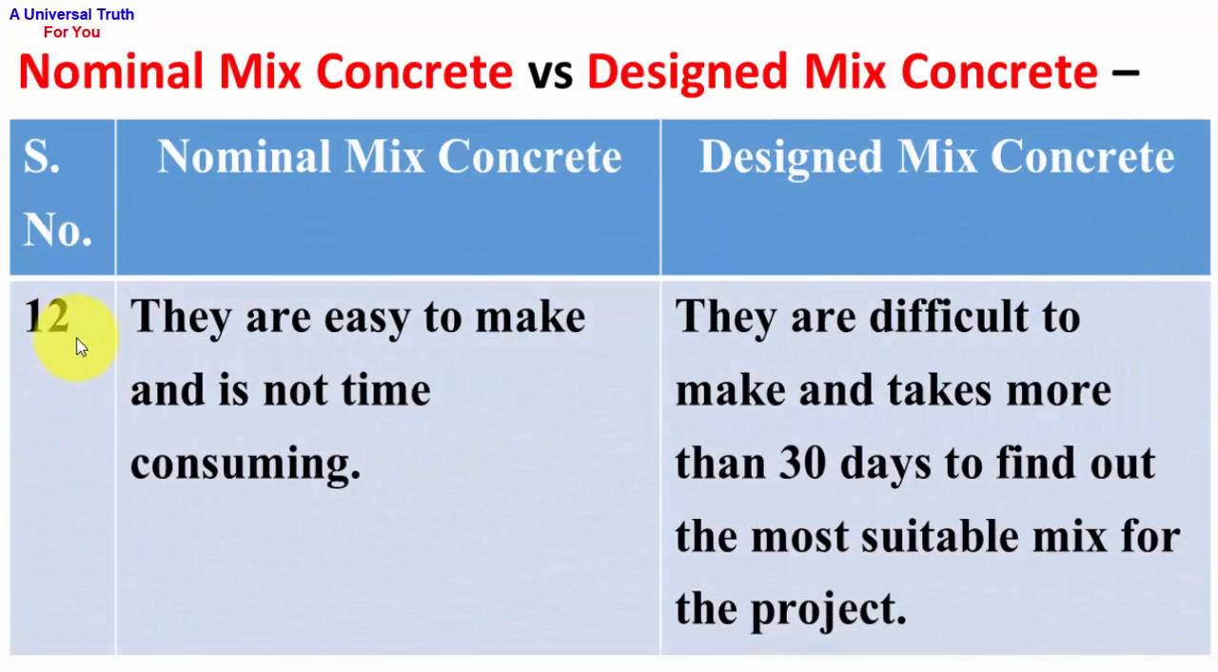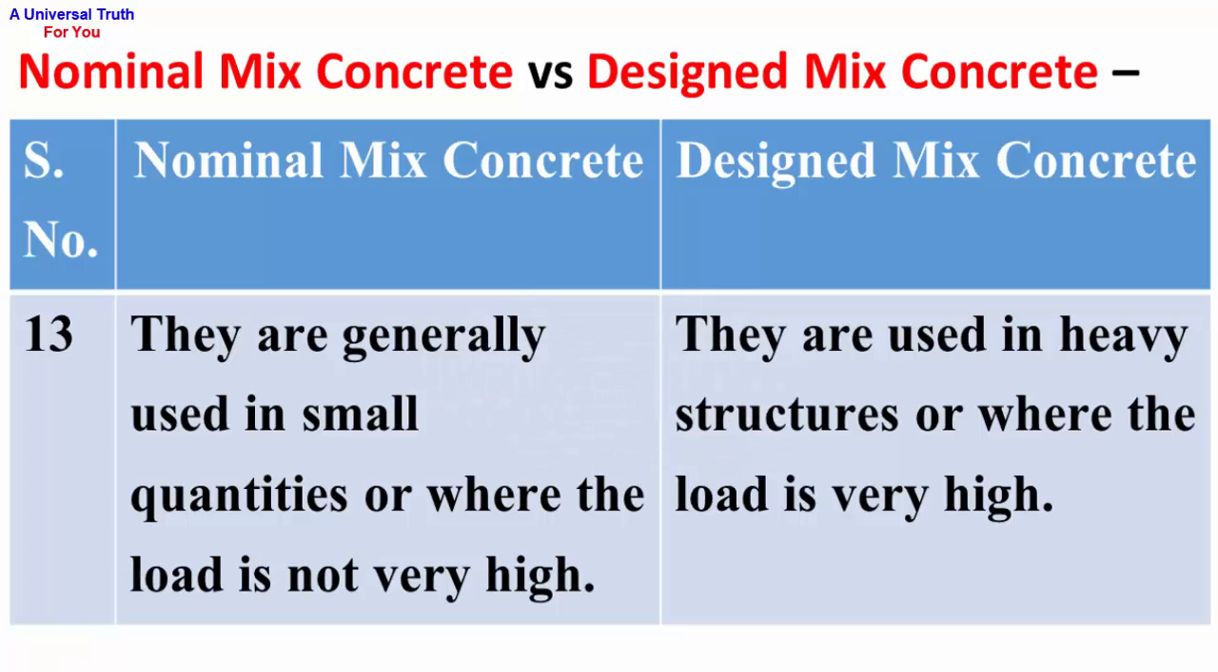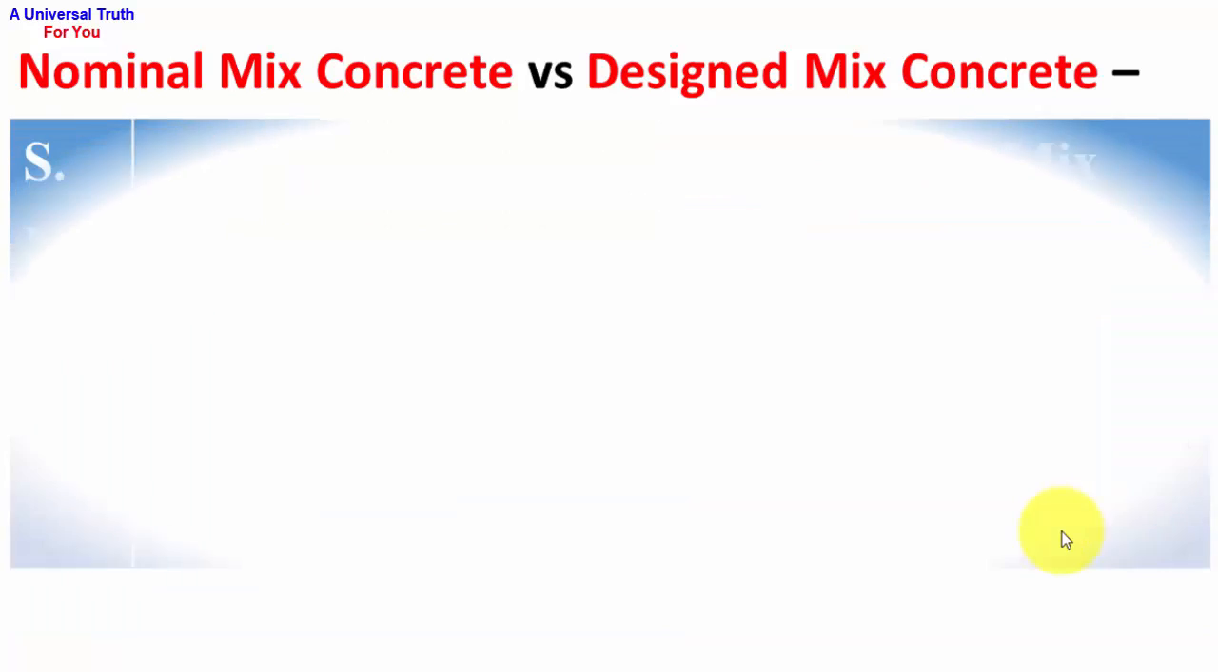Number 12, nominal mixes are easy to make and not time consuming. In design mix concrete, they are difficult to make and take more than 30 days to find out the most suitable mix for the project. Number 13, nominal mixes are generally used in small quantities or where the load is not very high. Design mixes are used in heavy structures or where the load is very high.